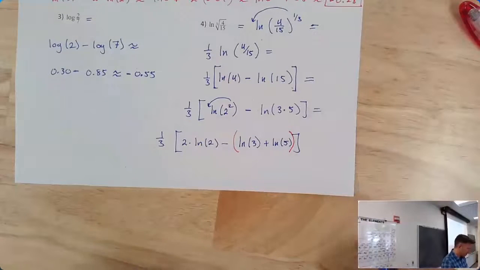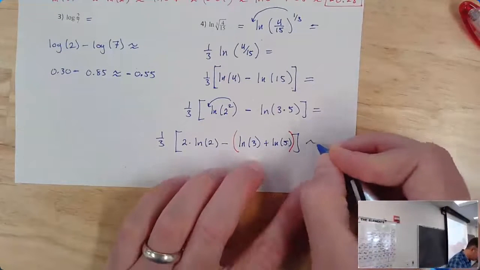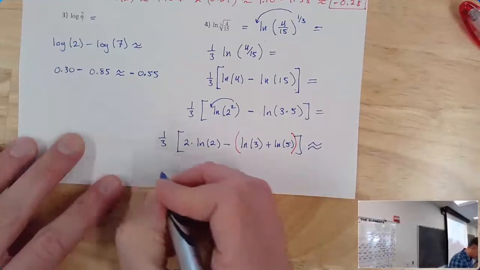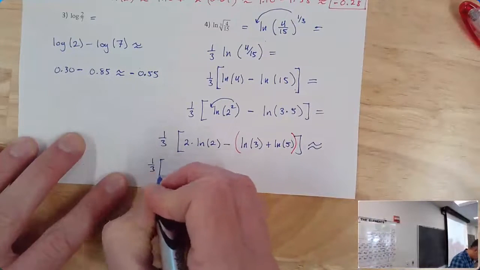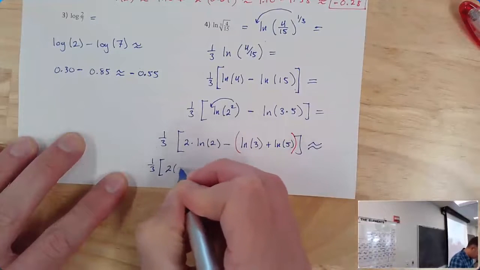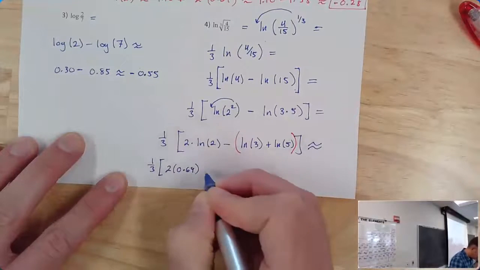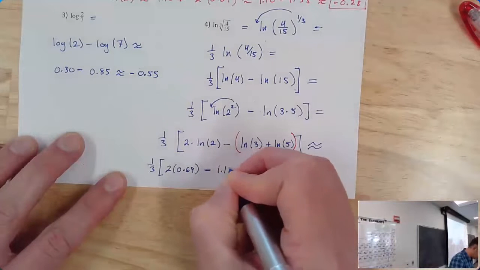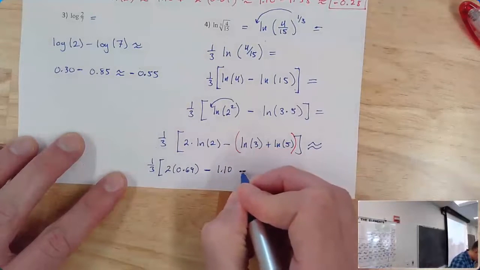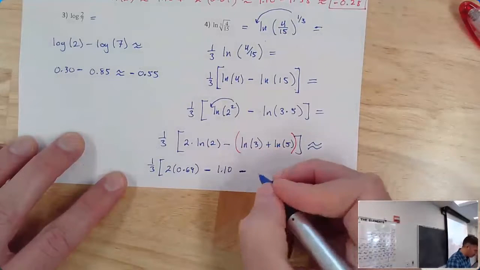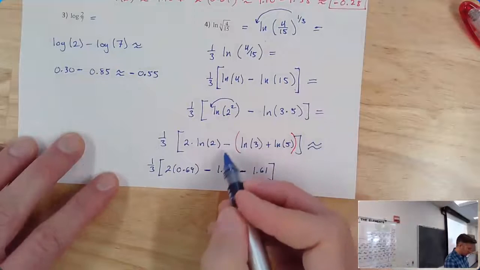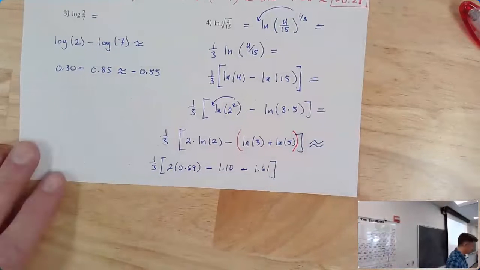And I'm going to start plugging in the approximation value. So I'm going to use an approximation symbol instead of the actual equal sign. It's going to be approximately 1/3 times 2 times 0.69 minus the natural log of 3, which is approximately 1.10, minus the natural log of 5, which is approximately 1.61. Right, we are distributing that minus sign to each of those terms.